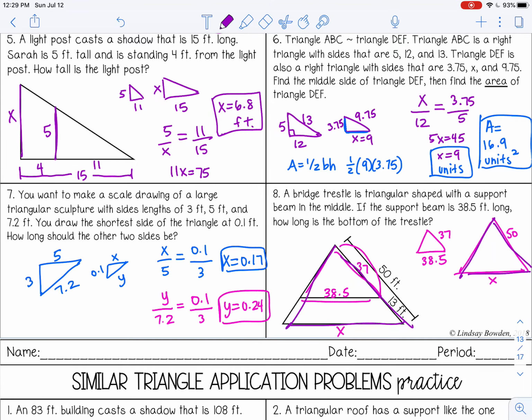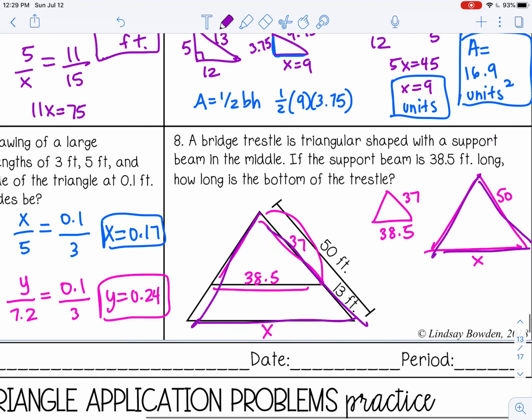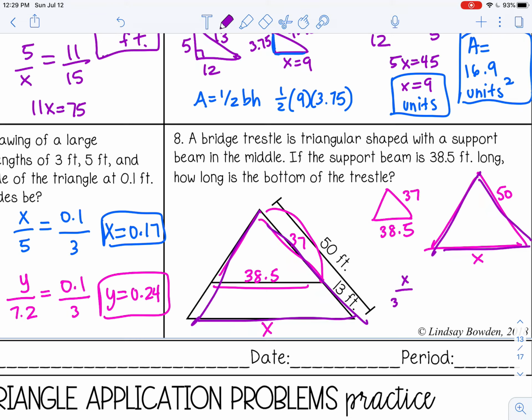All right, so I can set up a proportion. Let me zoom in here. x over 38.5 and 50 over 37. Cross multiply that, and I get about 52.0 feet.